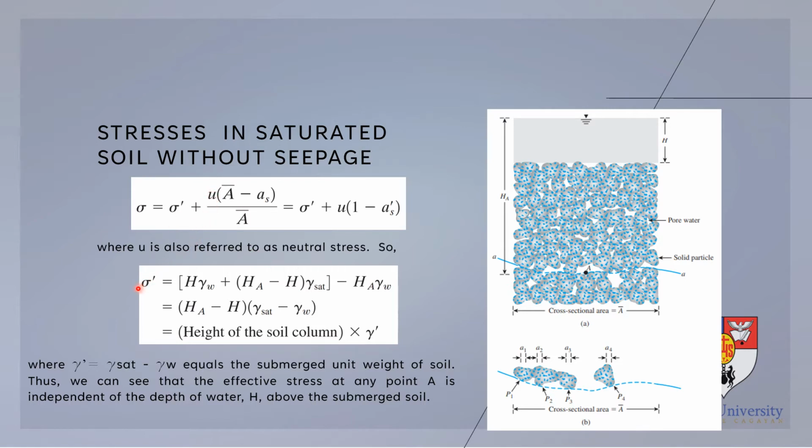Therefore, our effective stress, denoted by this symbol with a prime beside it, is equal to the height of the soil column right above A times gamma prime, which is equal to gamma saturated minus gamma water.